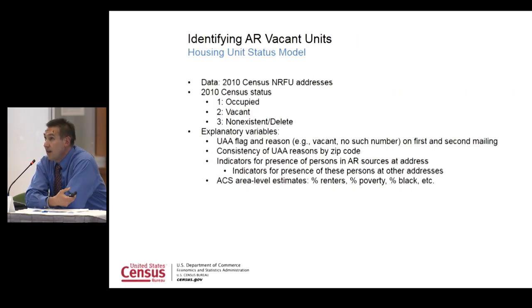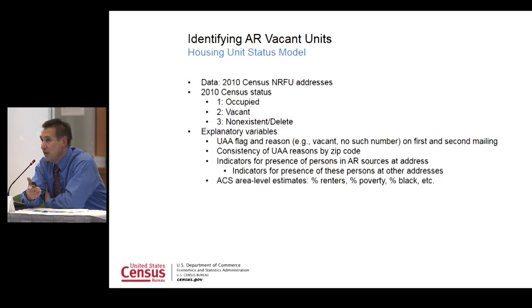So with determining administrative record vacant units, with our housing unit status model, we currently run that on our 2010 census. We take the addresses that were in the non-response follow-up. There were just under 50 million of those in 2010. We took a sample of those, and for our dependent outcome, we have the 2010 census status of whether it was occupied, vacant, or delete. So we have a multinomial outcome space, and we proceed to use a series of explanatory variables.